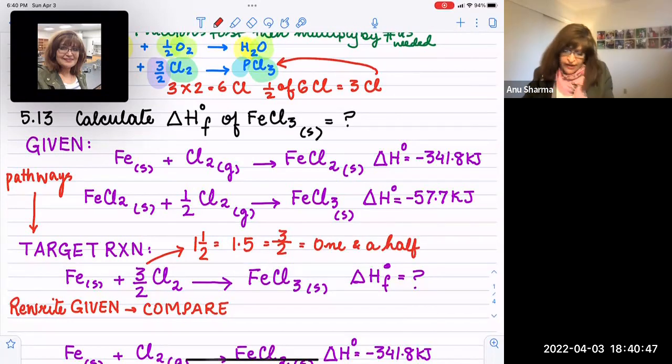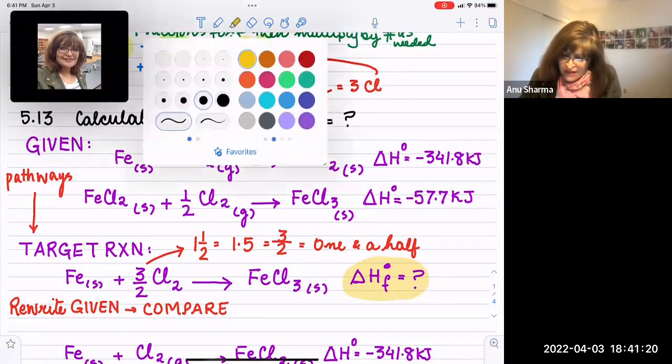Okay, so 1.5 Cl2s is equal to FeCl3. So here's the thing now. You are given these two reactions and you are being asked to find the delta H value of the reaction in which iron as a solid is reacting with 1.5 Cl2s to give you FeCl3, and you need to find the delta H, the heat or the enthalpy change or the heat of formation of this reaction.